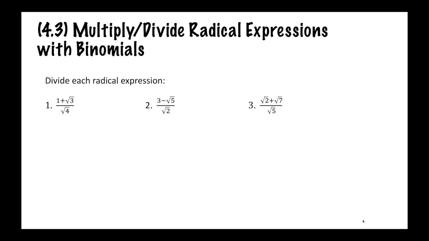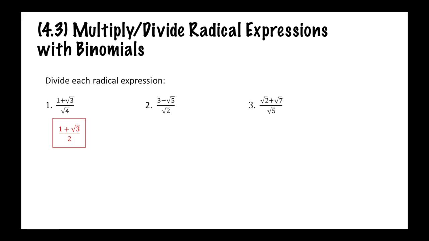So each of the following is asking us to divide with radicals. We're going to follow the same process that we did in section 4.2. First thing we'll look for is anything perfect. So in number 1, when I look at the different radicals here, I do notice right away that the square root of 4 is going to turn into 2.